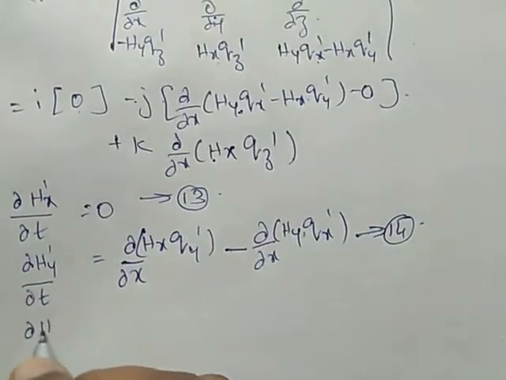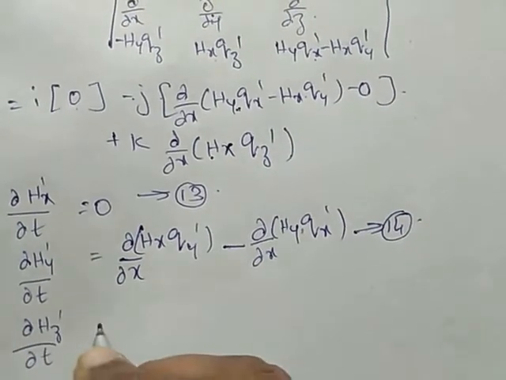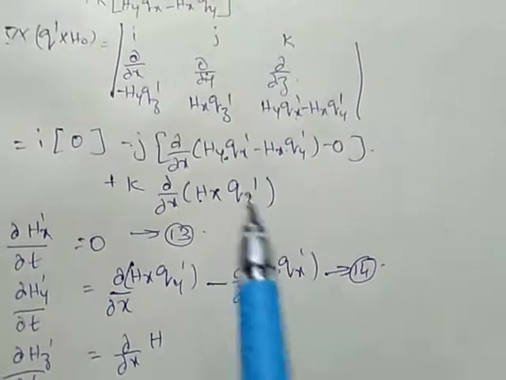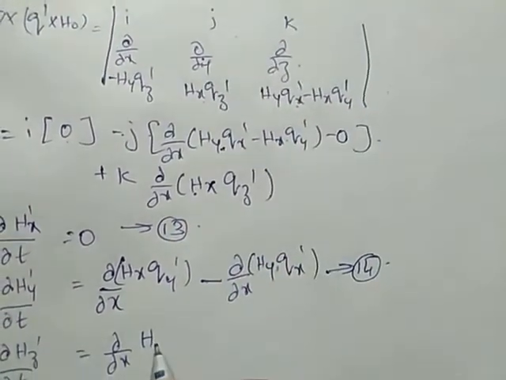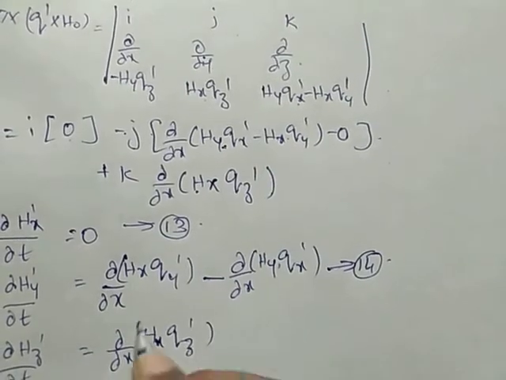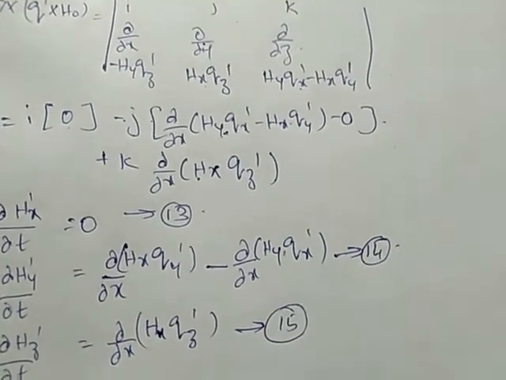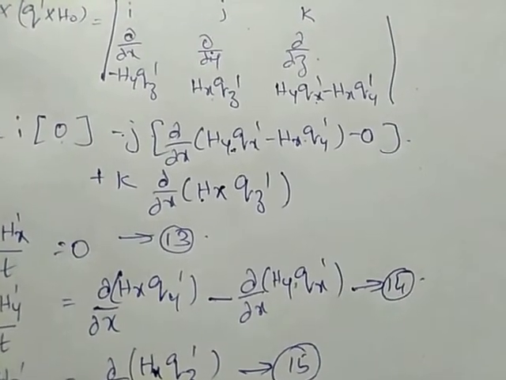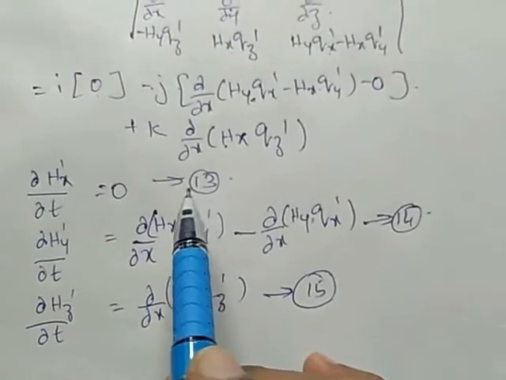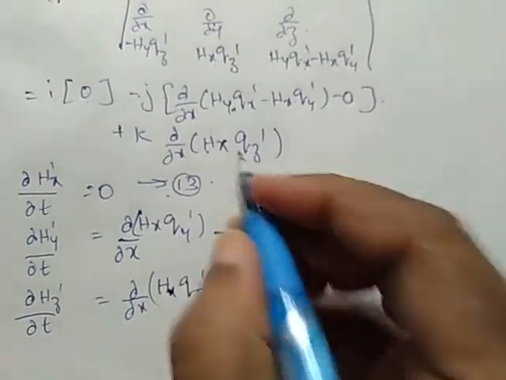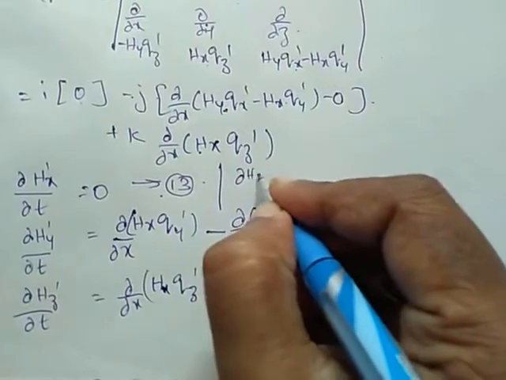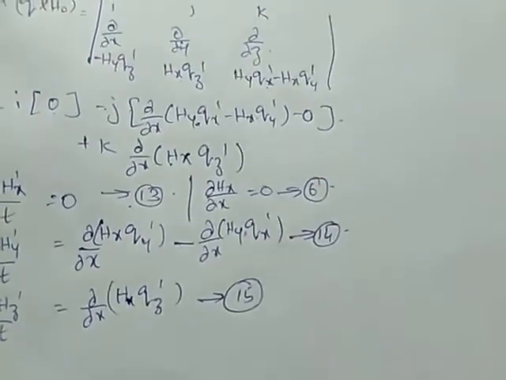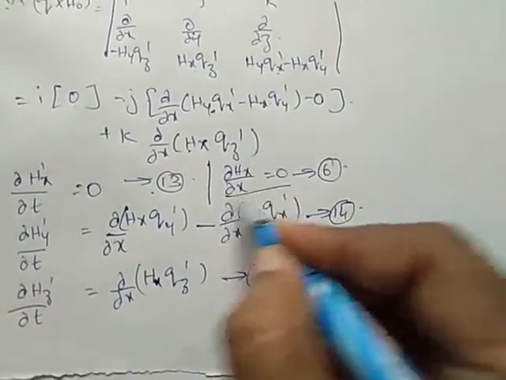Similarly, last one, ∂Hz'/∂t is equal to ∂/∂x of Hx q_z'. I'll take this as equation 15. Now we have the perturbed equations for all four equations. From equation 13 and equation 6, our equation 6 is ∂Hx/∂x equal to 0. This is our equation 6 from the solenoidal property, the very first equation which we got.